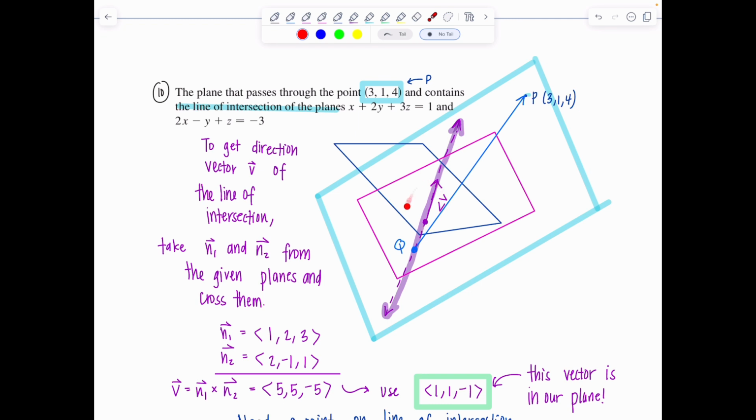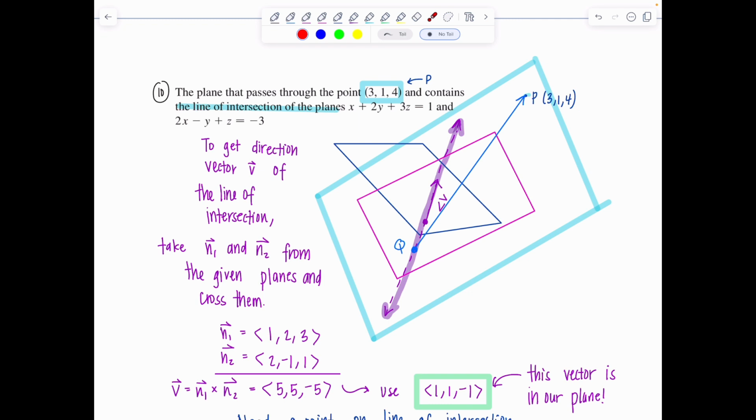So first we had to find the direction vector for the line of intersection. I know the line of intersection lies in both of the planes that were given, so it's mutually orthogonal to both of their normal vectors. So we took the cross product of the normal vector for each of the given planes. Bam, there's the direction vector for our line. Let's use a scalar multiple that's nicer to work with.